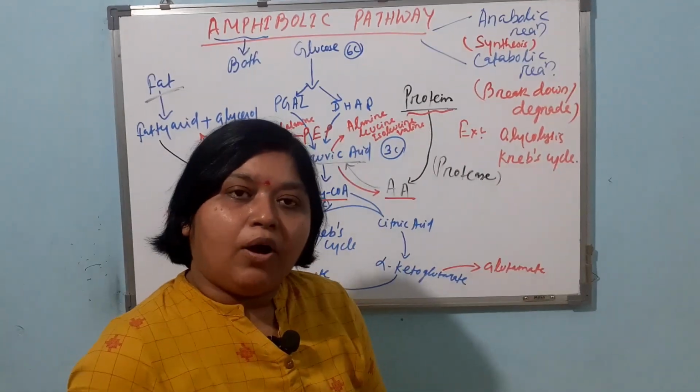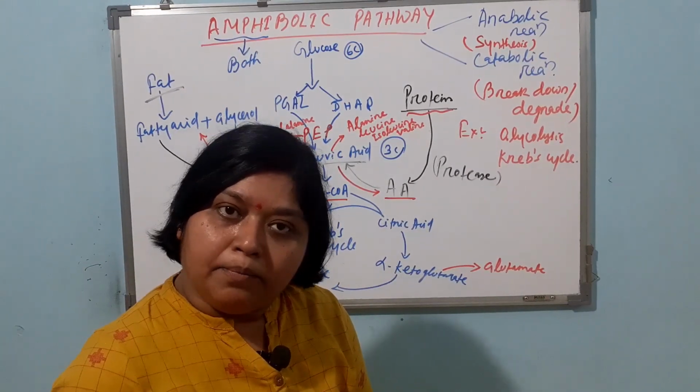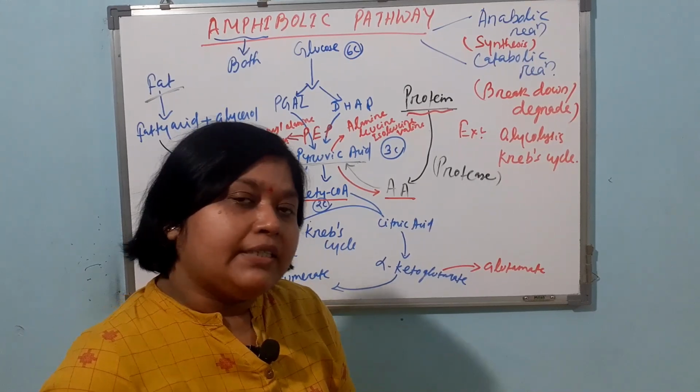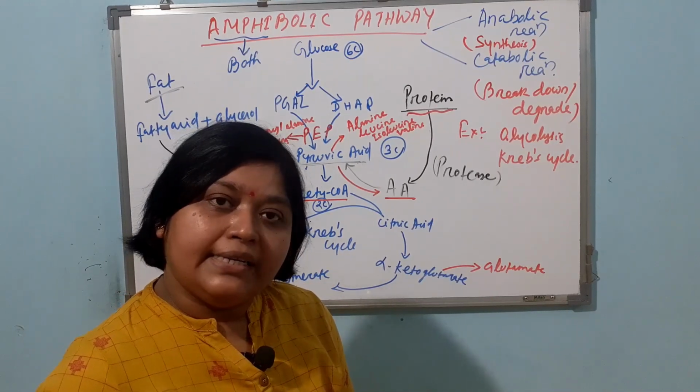So this is all about the amphibolic pathway, and the best example of this amphibolic pathway is the Krebs cycle.